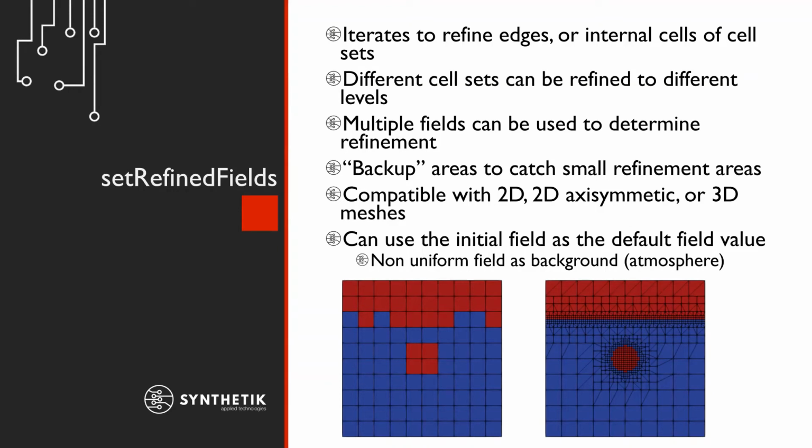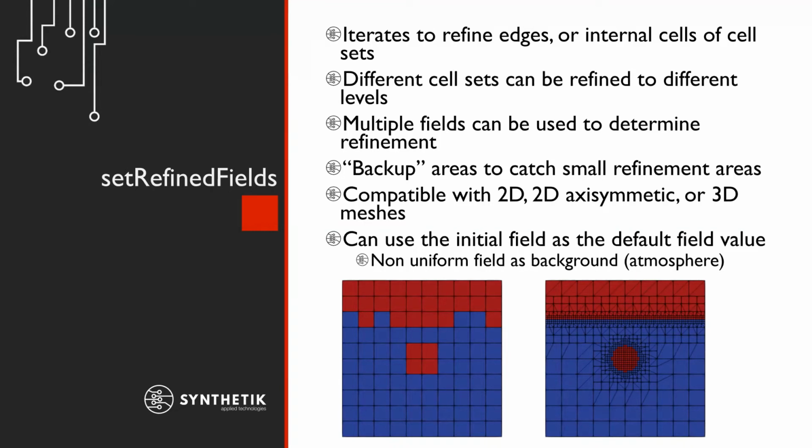There are backup areas, which are very useful. Basically, it'll expand the region in which you want to search to refine cells. So if you have like a 1 millimeter charge and your base mesh is a meter, you can expand this backup region. So it'll capture cells until it basically refines enough to catch the volume you want. It'll never set that backup region. And then it's compatible with 2D axisymmetric, and 3D meshes.